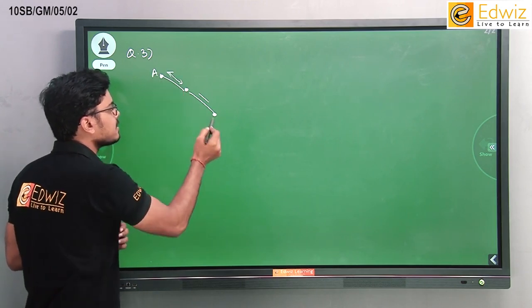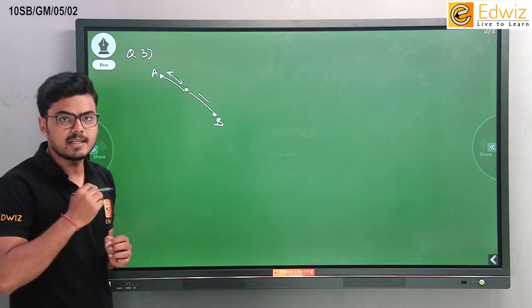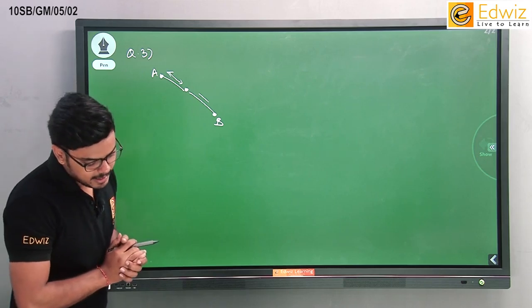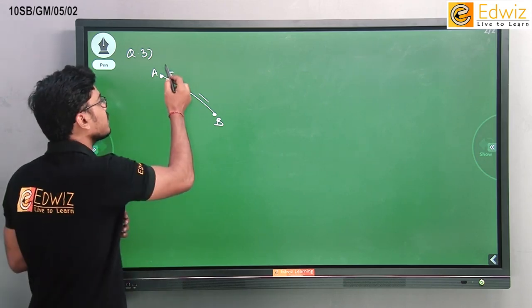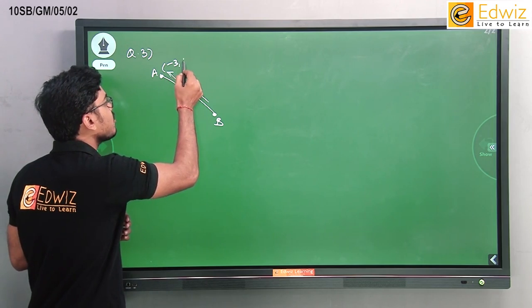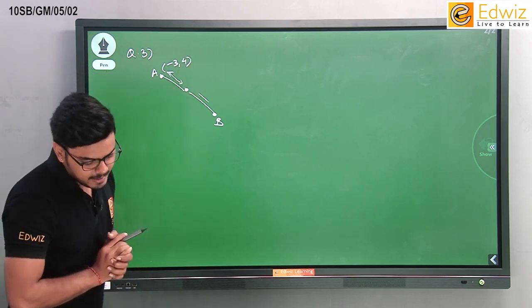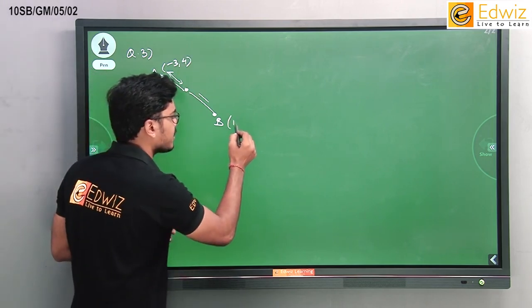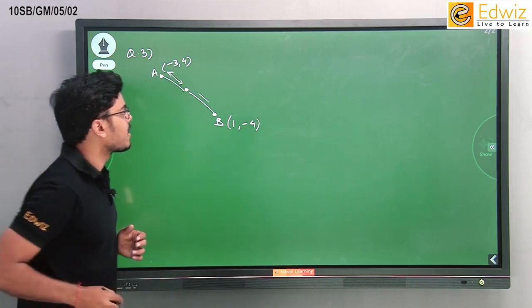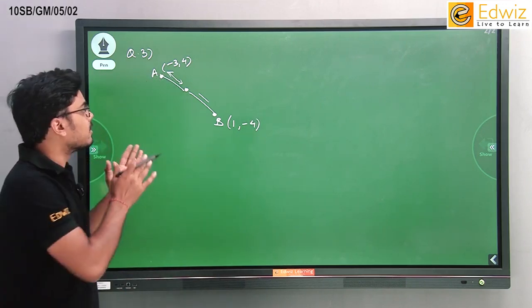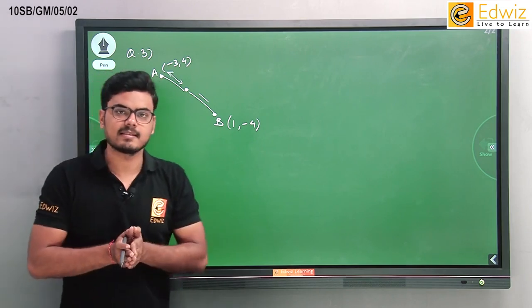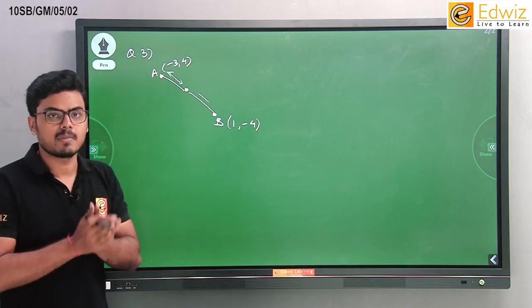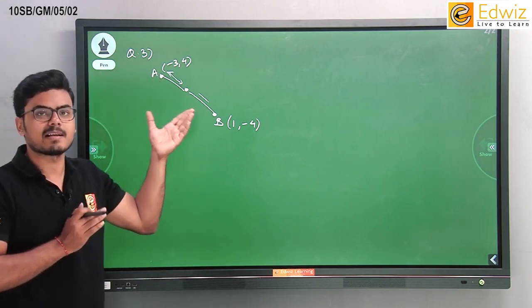This is point A, this is point B. And point A is given in the question. It is minus 3, 4. So this point is minus 3, 4. Point B is 1, minus 4. Okay. Now don't assume the position of the points like this. It can be anywhere on the axis. But for our purposes, this is just for representation.